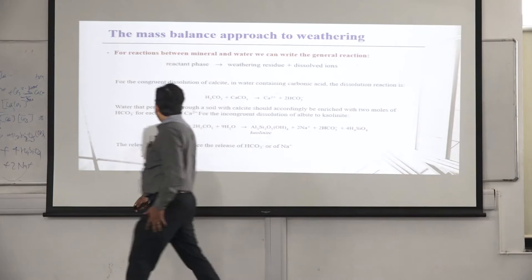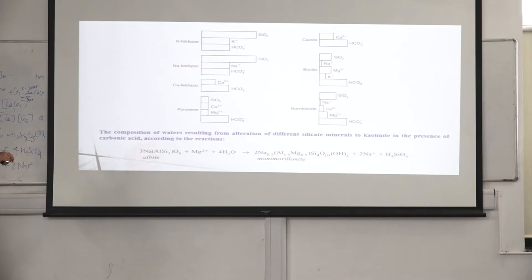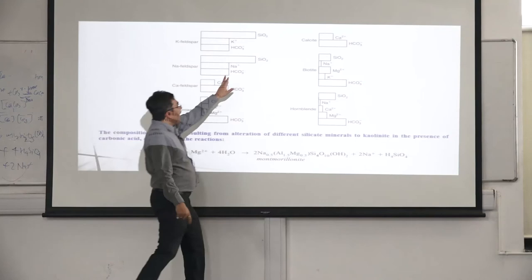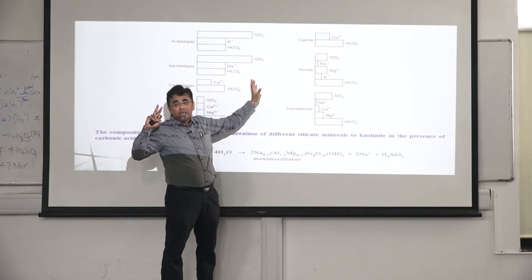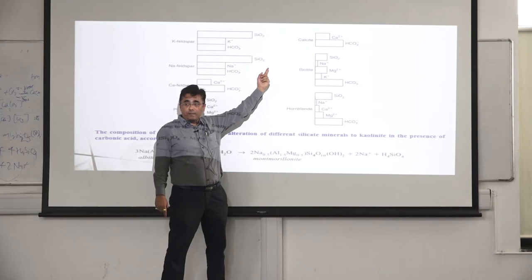I finished this one. So then again, I told you, a blood test. Similarly, if you know the calcium and bicarbonate, or the sodium and bicarbonate, the concentrations can be different. But if the molar ratio is like 1 mole of sodium, 1 mole of bicarbonate, and 2 moles of silica, that means it is a sodium feldspar.